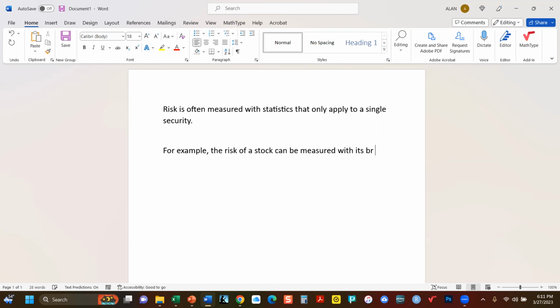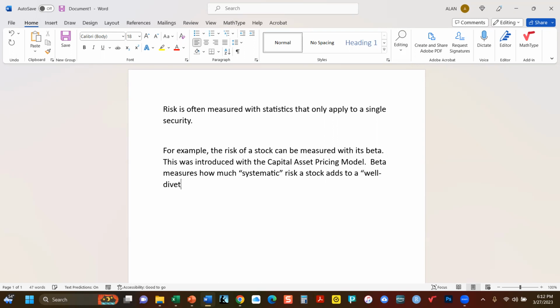Now, beta is something that was developed with the CAPM model. You may have heard of this, the capital asset pricing model. Beta measures how much systematic risk a stock adds to a well-diversified portfolio.